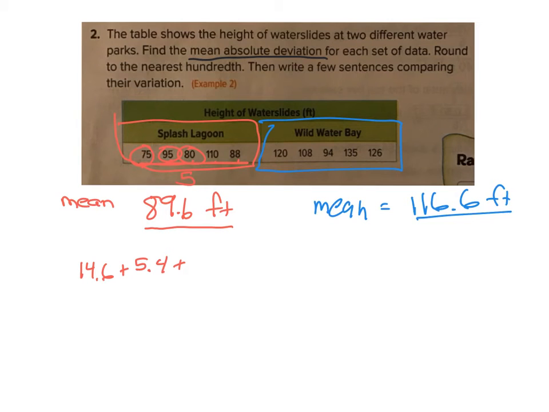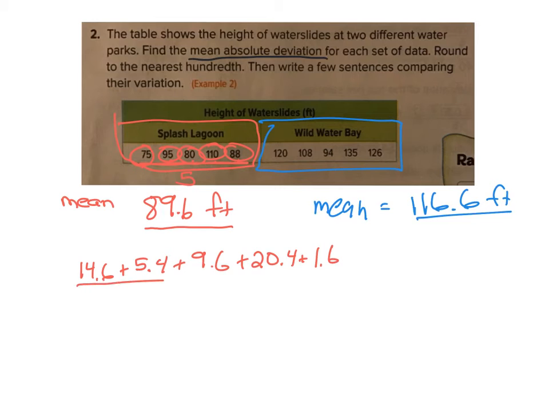Okay, then we have to do this 80. And we do the difference there, and it's oopsie. The difference is just 9.6. Now I've got to do the 110. 110 minus 89.6, and that gets me 20.4, and then 88, and the difference there is going to be 1.6.